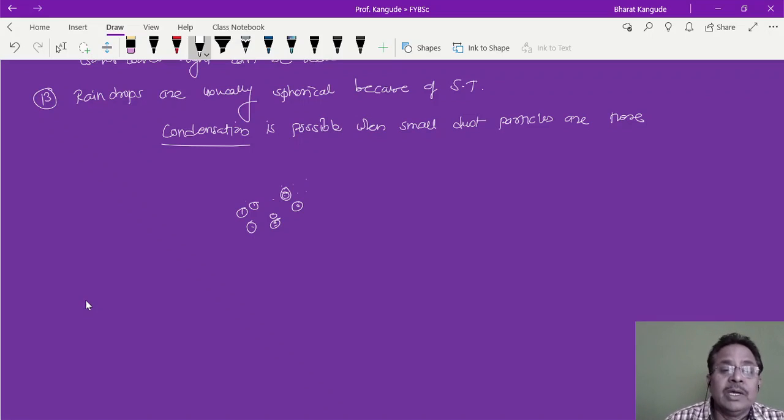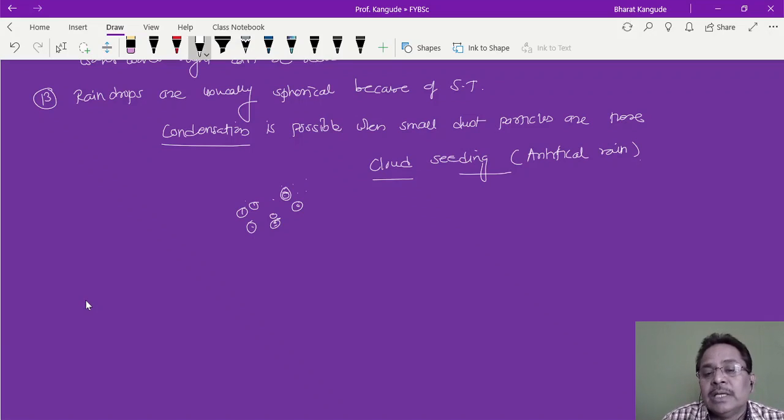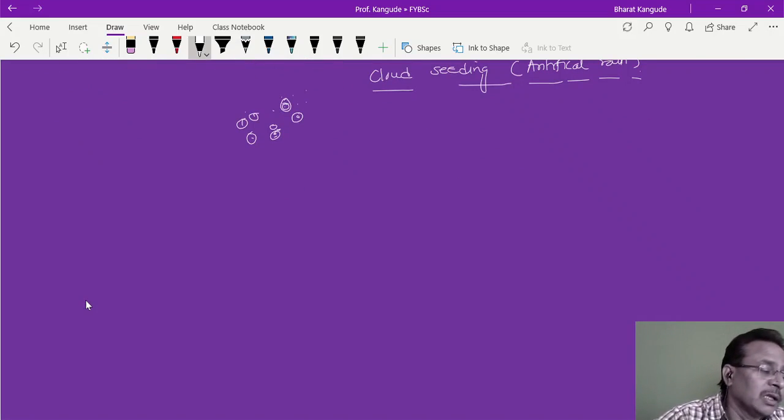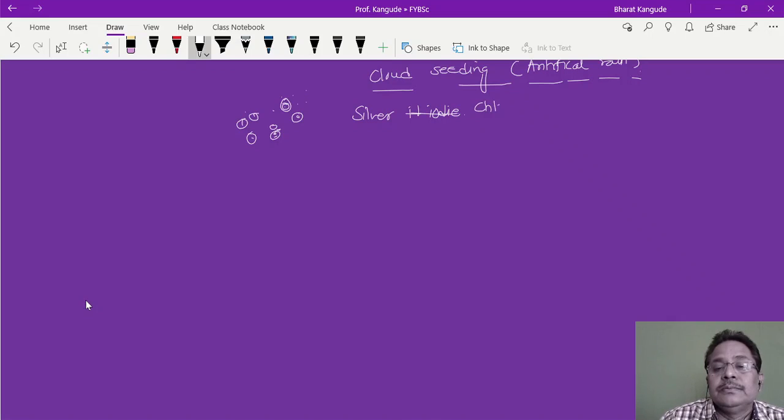One more important reason, you might have seen, is cloud seeding. That is also called artificial rain. What happens in this? I think you might have heard about this. Sometimes an aircraft sprays a particular type of chemical on the clouds, and this chemical is usually silver iodide. Let's check the spelling. Silver chloride, not iodide.